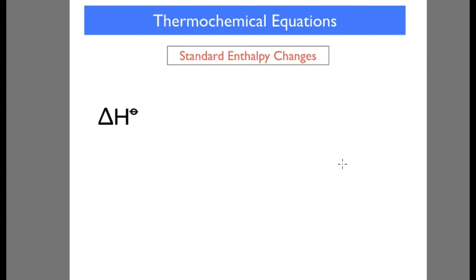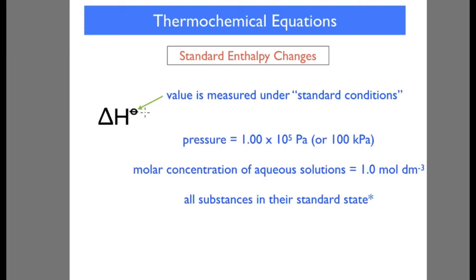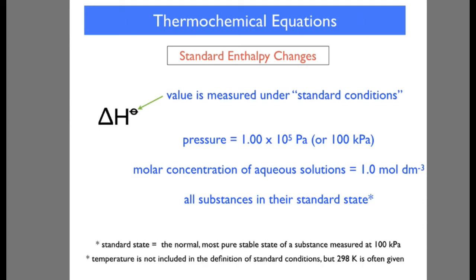Standard enthalpy changes. You can see we've got a little circle symbol written in the top right of the delta H, and this means it is measured under standard conditions. The pressure would be 1 times 10 to the 5 pascals or 100 kilopascals. The molar concentration of aqueous solutions is 1 mole per decimeter cubed. And all substances are in their standard state. The standard state is the normal, most pure stable state of a substance measured at 100 kilopascals.